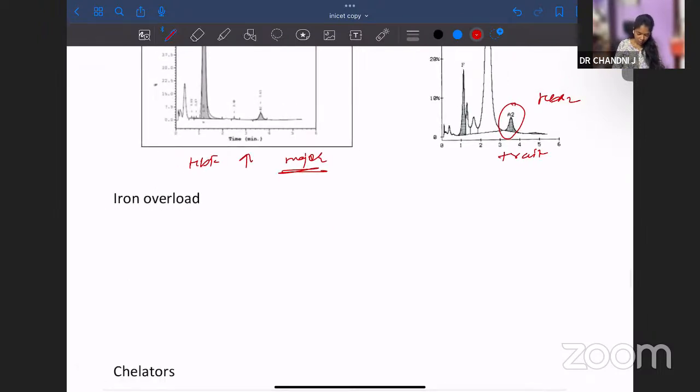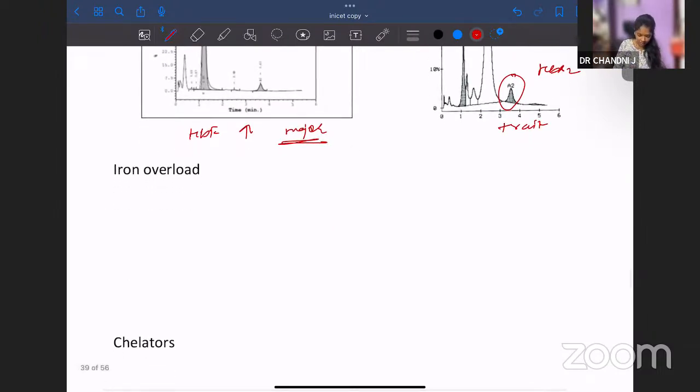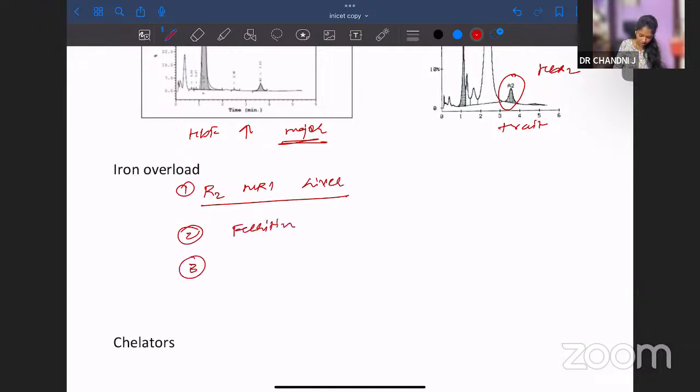Okay. Iron overload. What is the most important indicator of iron overload? It is the liver iron content. How to measure it? It is R2-MRI of the liver. That is the most important thing. Other methods: you can measure serum ferritin or you can measure the cardiac iron overload.